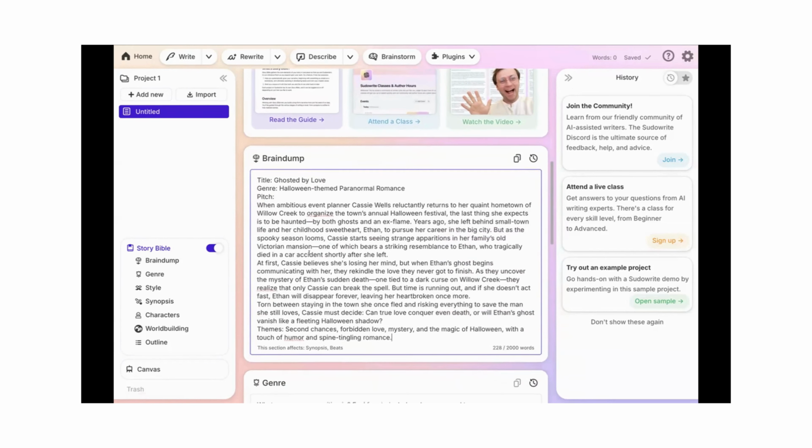It's like the generic ambitious event planner returns to her quaint hometown. Yada, yada, yada. But her ex-flame is now a ghost. And she has to decide if she wants to save him and conquer death, or if she will just leave Willow Creek. Nice. Tragically. Yeah. I love the title too, Ghosted by Love. That's so funny. Yeah, I saw this and was also like, okay, this is a fun title. I may just have to write this because, of course, we have Willow Creek: all stories created by an AI that are romance are set in Willow Creek.